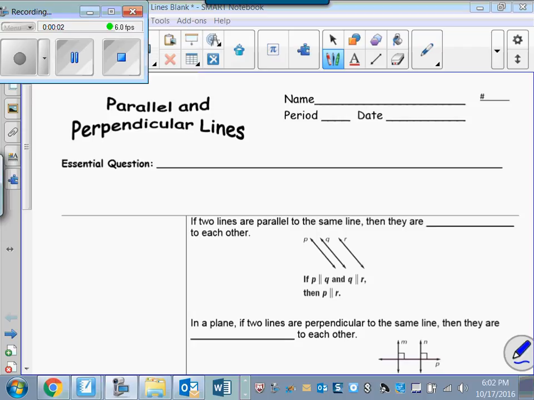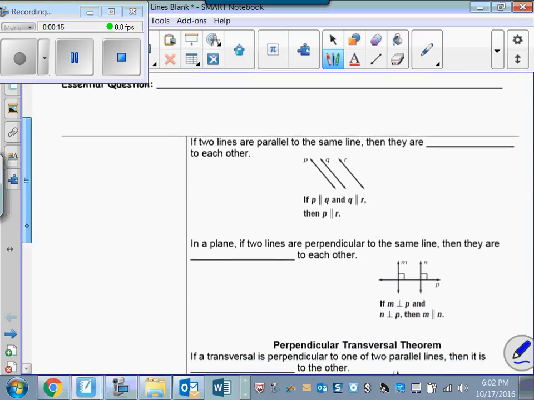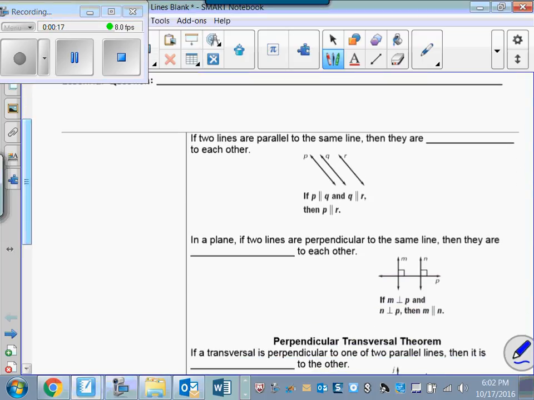This recording of parallel and perpendicular lines is part 1 of the day's lesson. And so what we will do is just start off with some new theorems. And you can come back after the lesson and fill in your essential question.